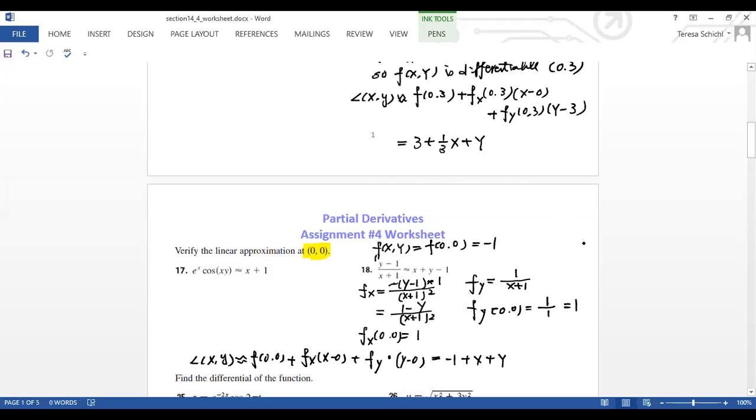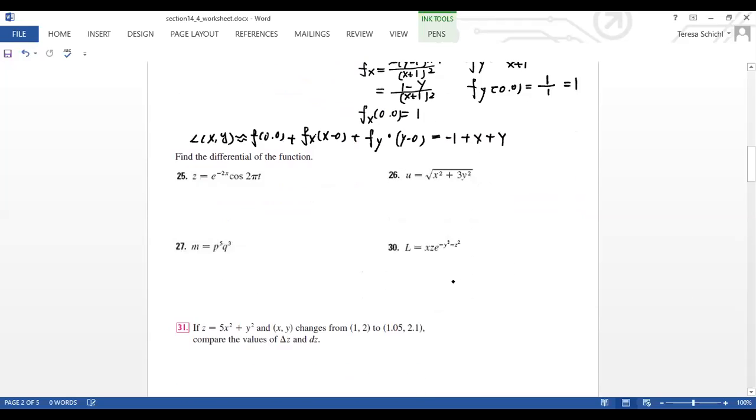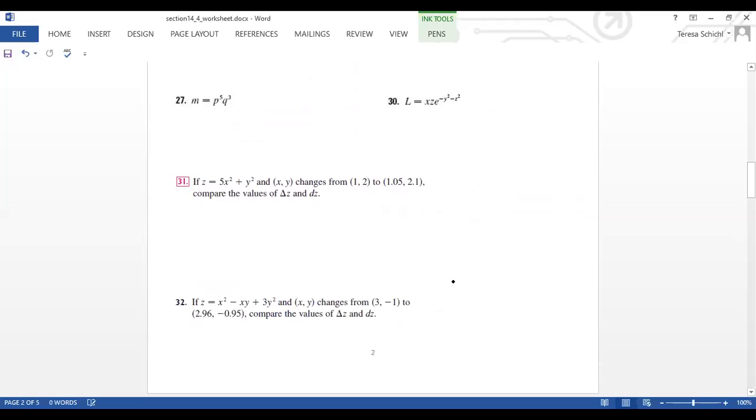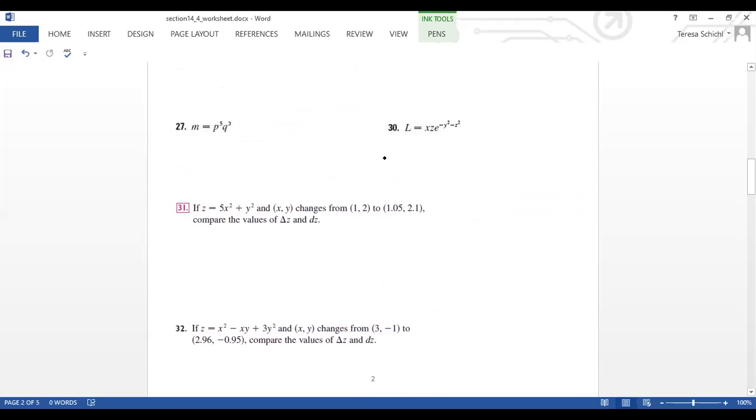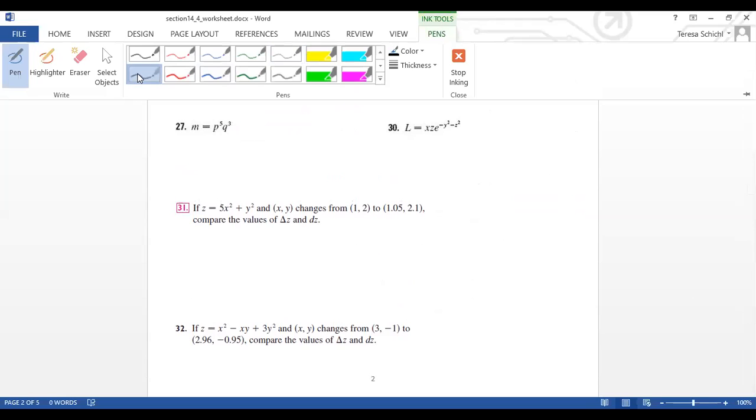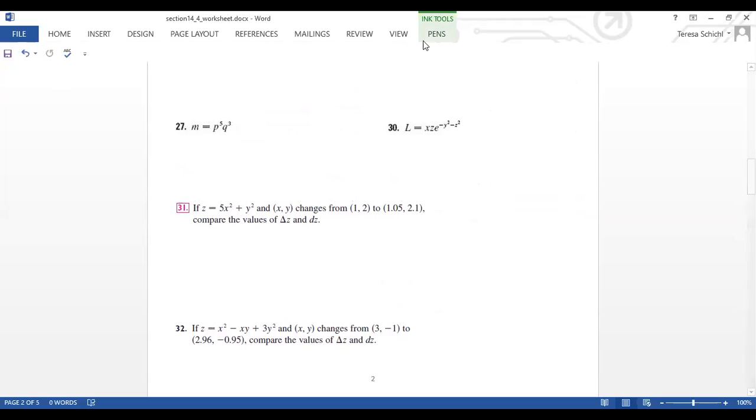And okay, now let's take a look at the next one here. The next one I'm going to do is number 30, and this one is just to refresh your memory. We want to find the differential, right? So that means I'm looking for the dL. And now this is R4. I have 1, 2, 3 variables here. So let's try to see here.